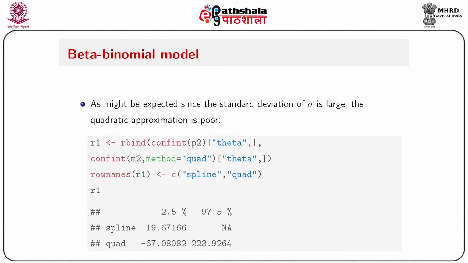And as might be expected, since the standard error sigma is large, the quadratic approximation is poor. So R1 is rbind(confint(P2, theta), confint(M2, method = "quadratic", theta)), and the row names of R1 are spline and quadratic. So these are the spline and quadratic methods' 95% confidence intervals, as follows.